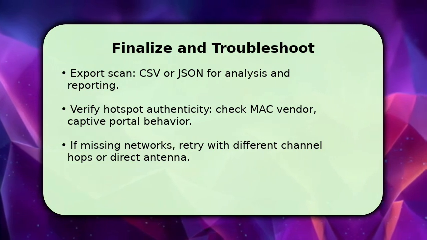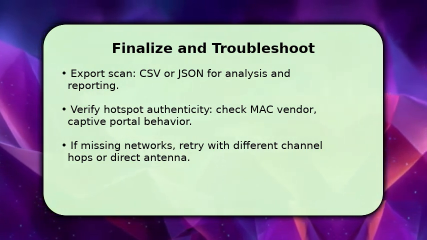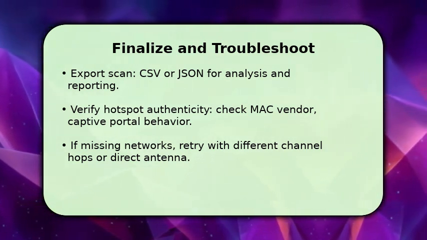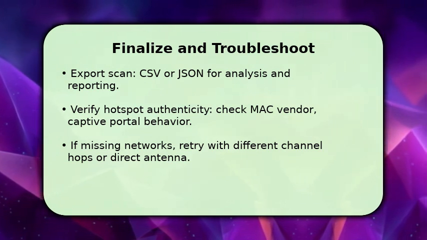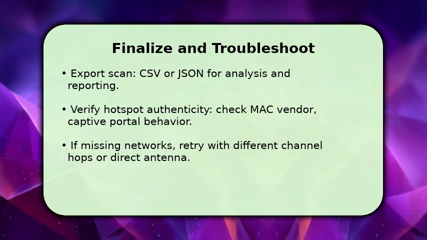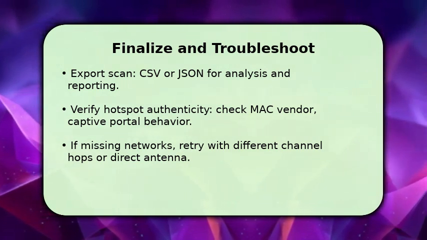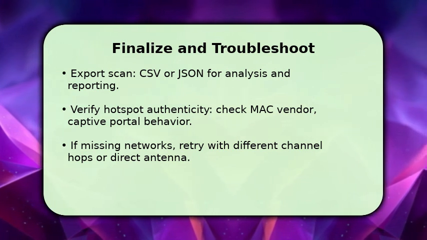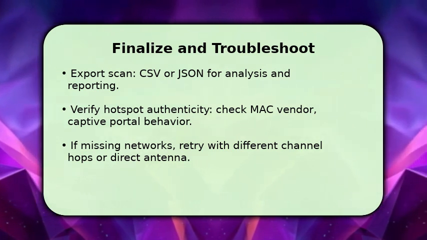If networks are missing or readings fluctuate, retry the scan with different channel hopping settings, move closer, or switch to a directional antenna. These actions reduce packet loss. Finally, make sure to document timestamps and locations so your results remain reproducible and actionable.